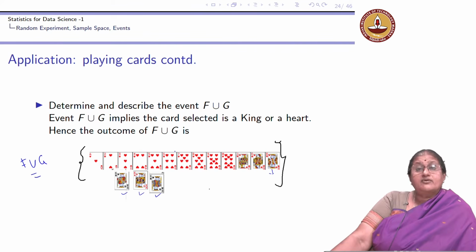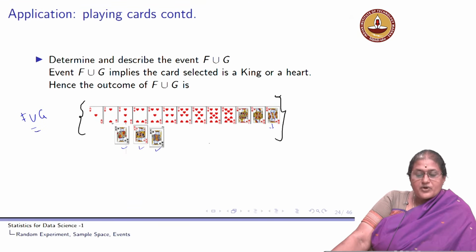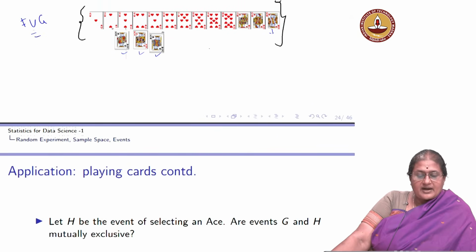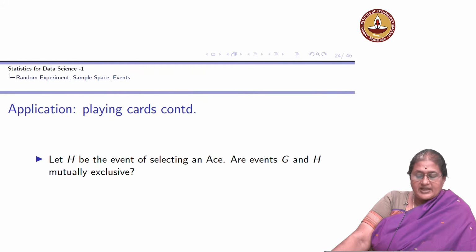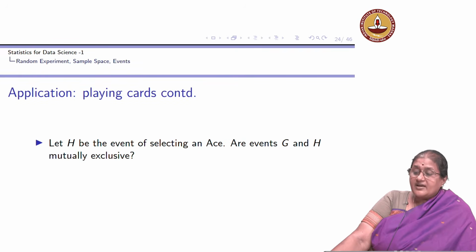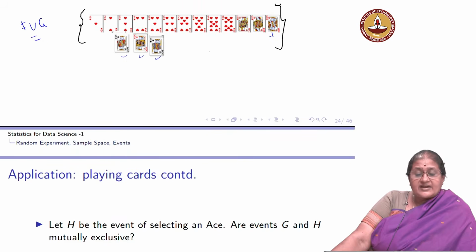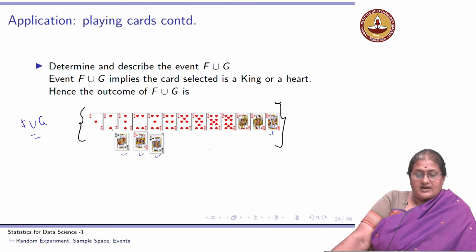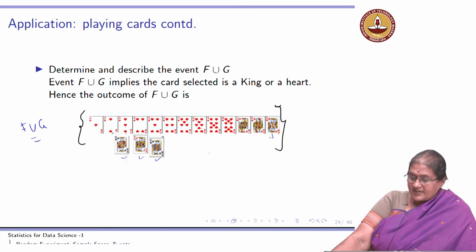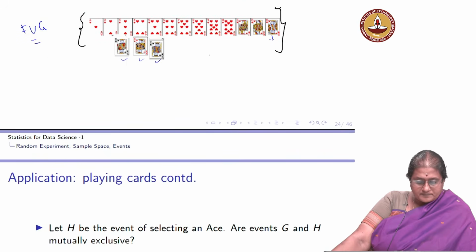So, again to the deck of cards, I have applied the set operation F union G, and I have defined a new event, which is my card is either a king or a heart. Now, suppose I define an event that my card which I have taken is a king and a heart.